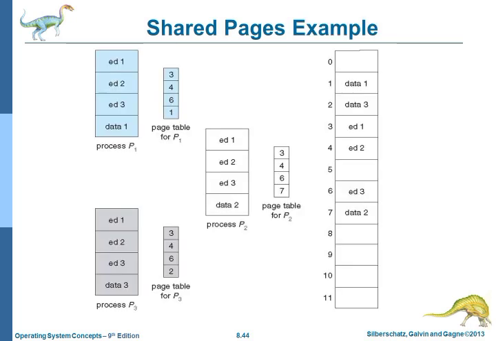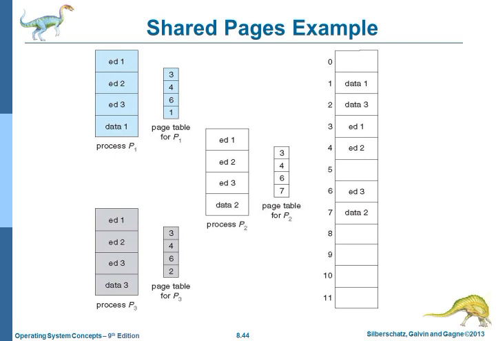Consider a system that supports 40 users, each of whom executes a text editor. If the text editor consists of 150 KB of code and 50 KB of data space, we need 8,000 KB to support the 40 users. If the code is reentrant code or pure code, however, it can be shared, as shown in the slide. Here, we see 3 processes sharing a 3-page editor, each page 50 KB in size. Each process has its own data page.